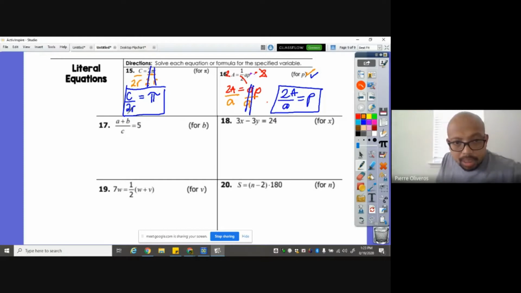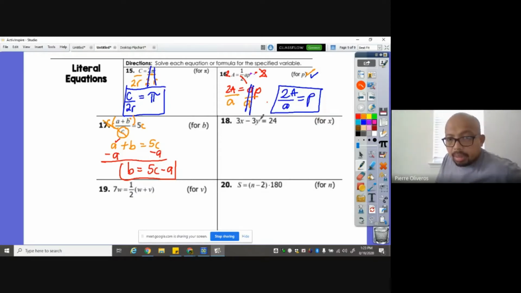17, we're solving for B here. But in order for me to solve that one, I need to get rid of the fraction first. So I'm going to multiply this by C and C here. This will cross out. That will give me A plus B is equal to 5C. And again, we're solving for B here. So I need to get rid of A. Is the A here positive or negative? It's positive. So I'm going to do the inverse by subtracting A. Subtract A. That gives me B is equal to 5C minus A.